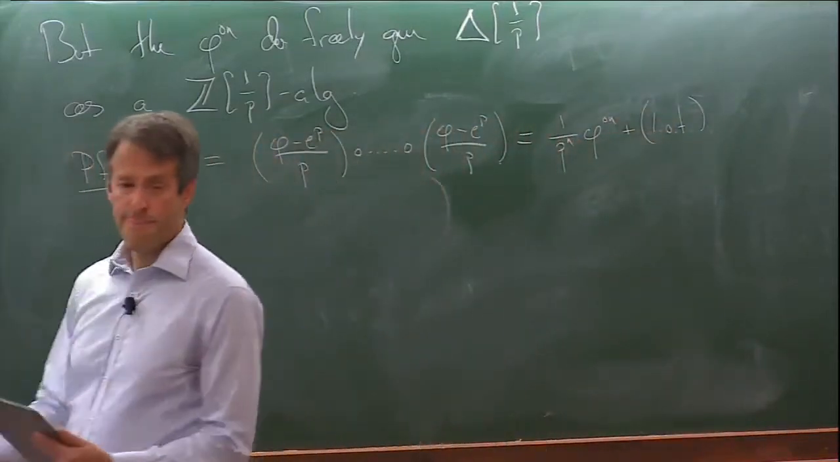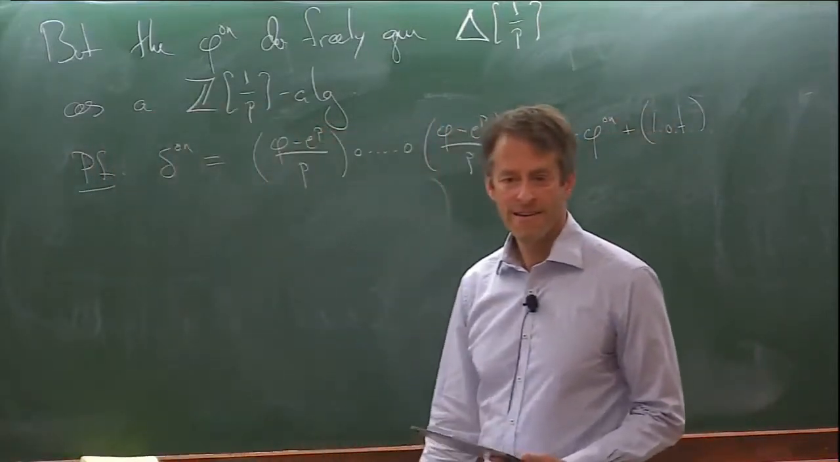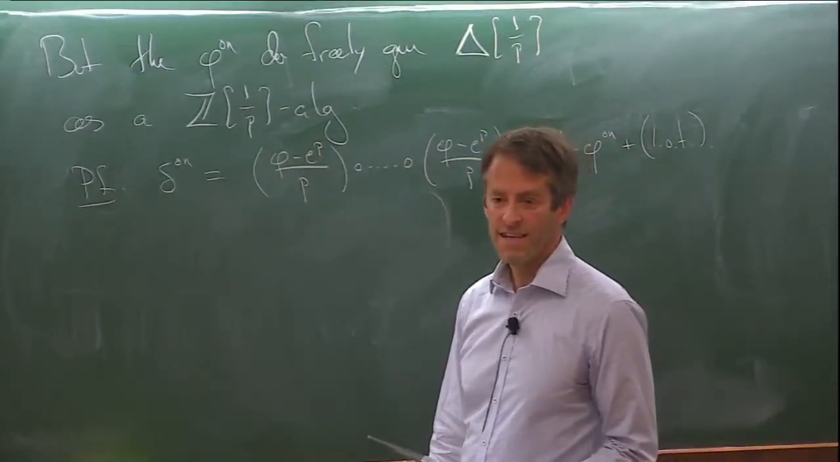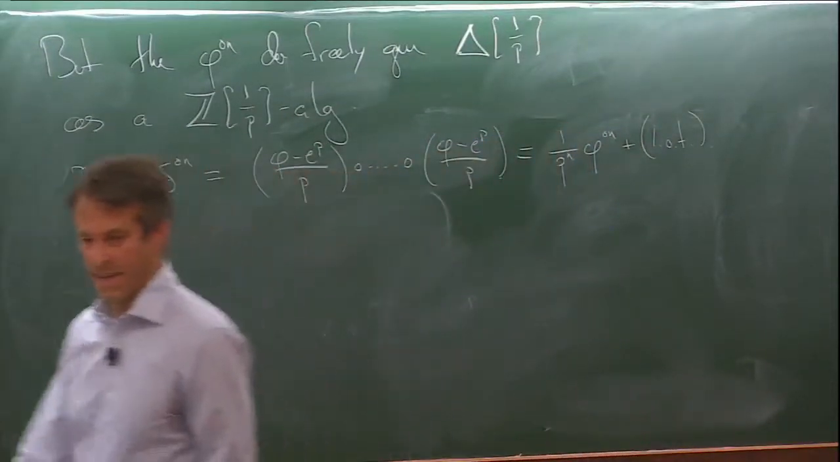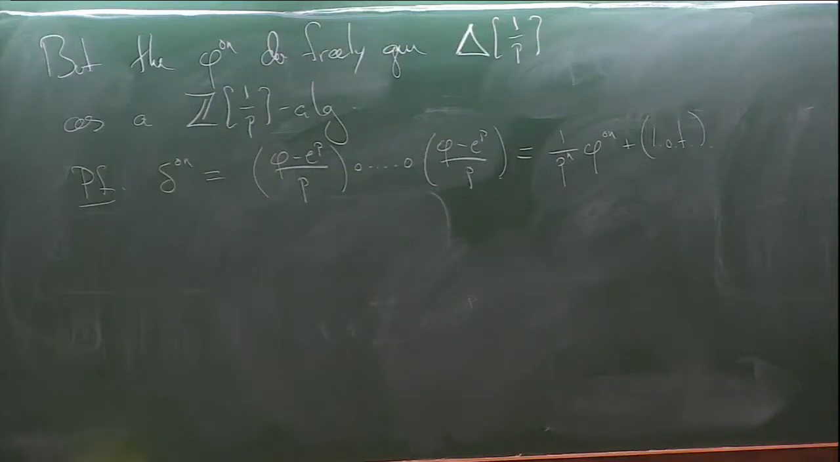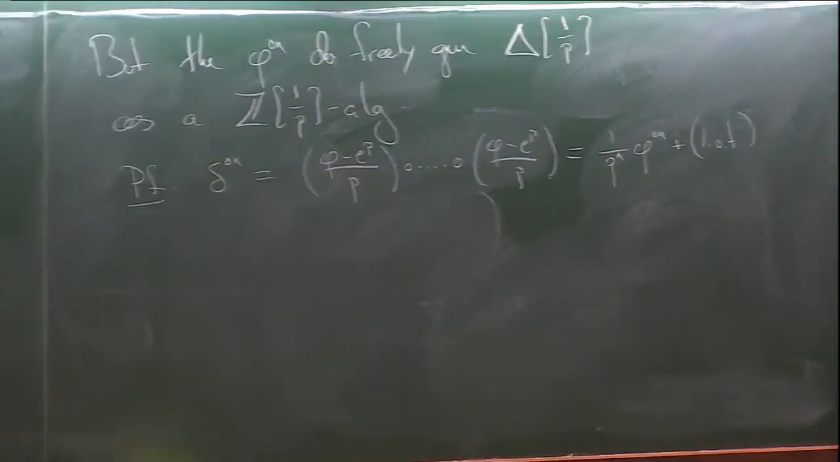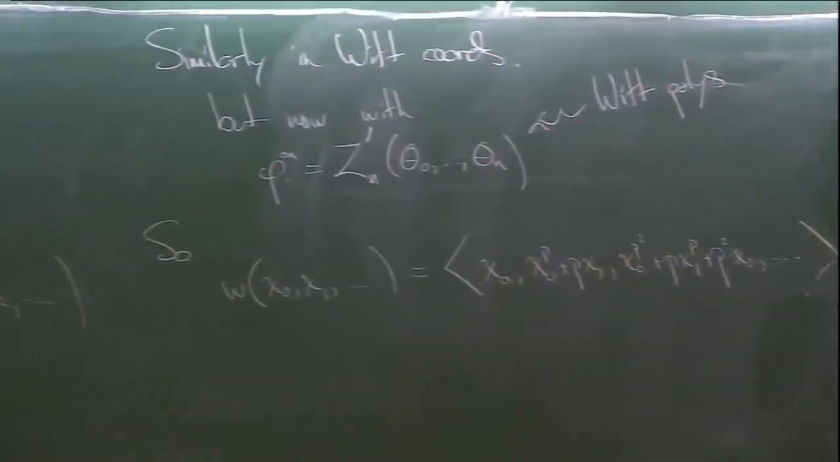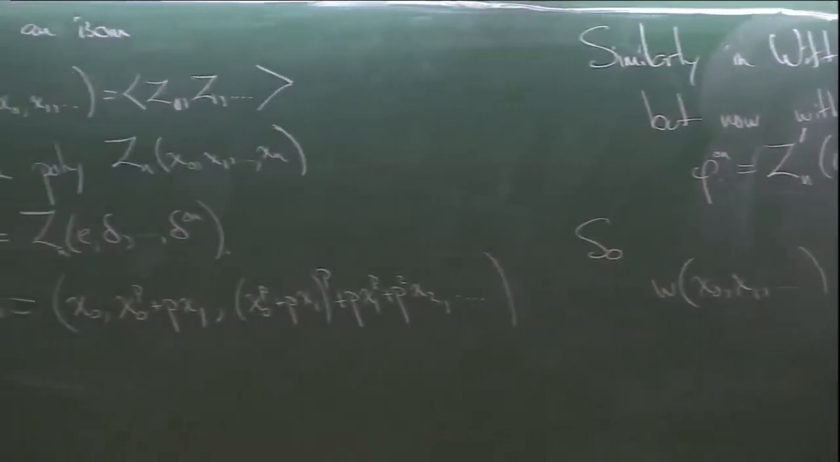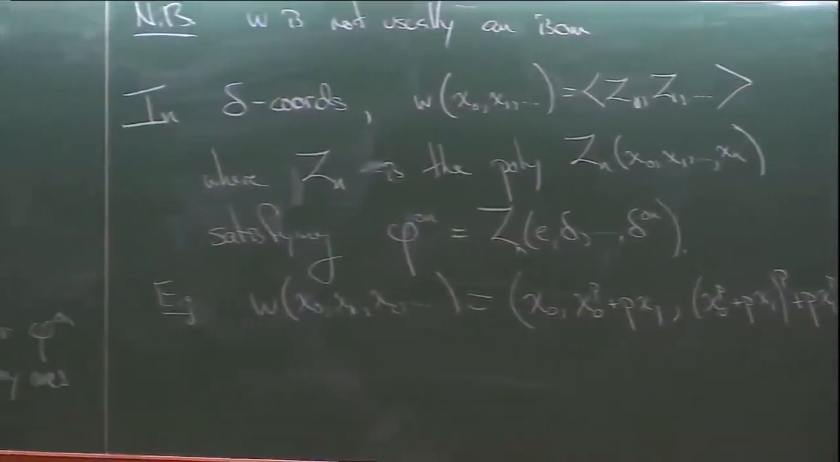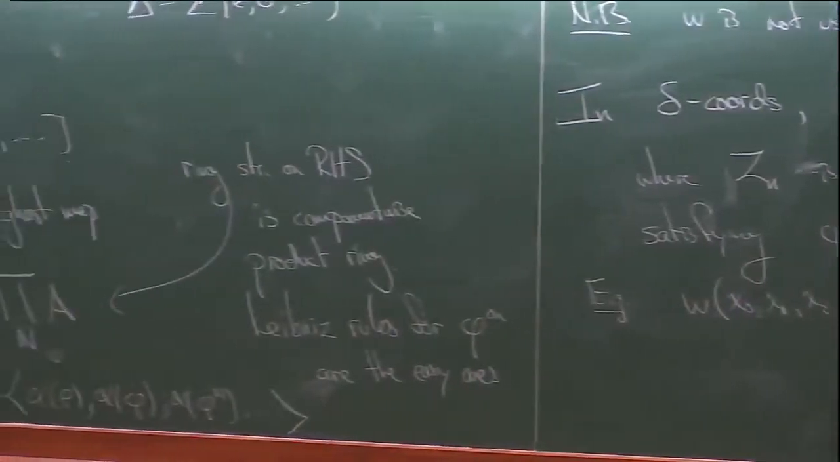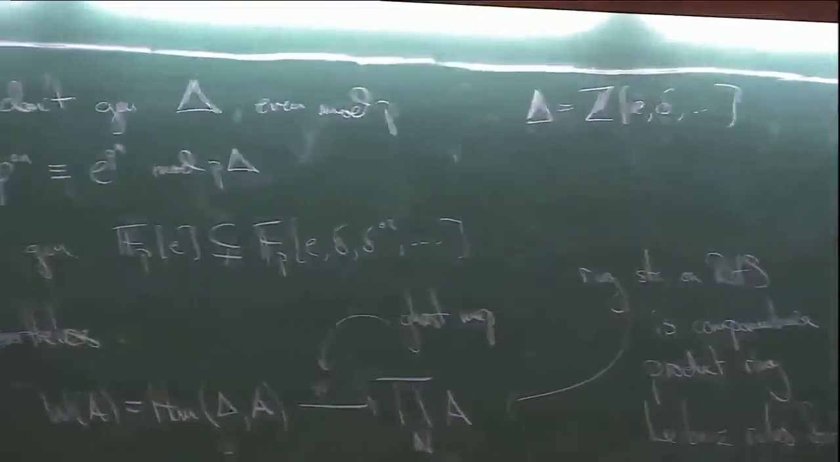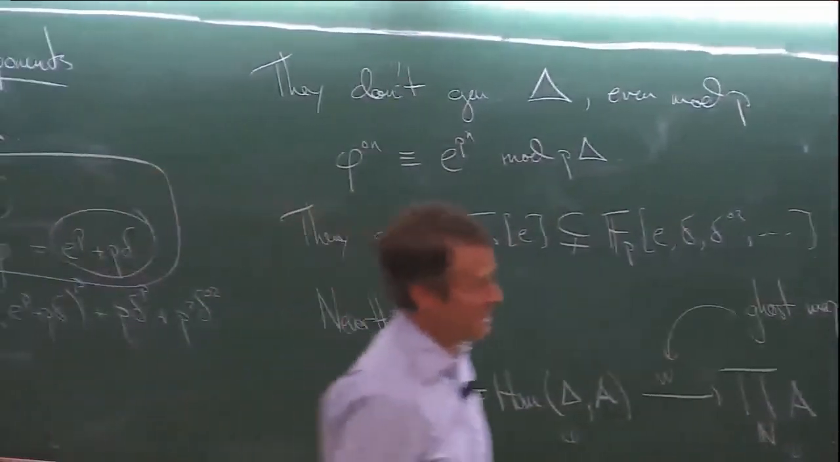You're saying that it's not enough to have those. Yeah, exactly. And it's completely obvious. Say if you just look at the first two, obviously these two elements here don't generate the polynomial algebra in e and delta. But if you can divide by p, then you can solve for delta, and then they do generate it. So that is basically all I'm saying.